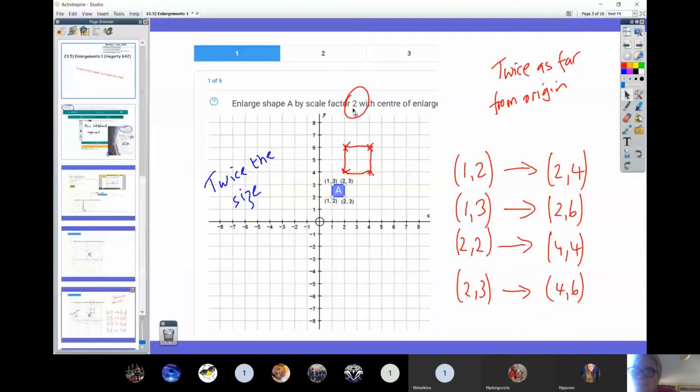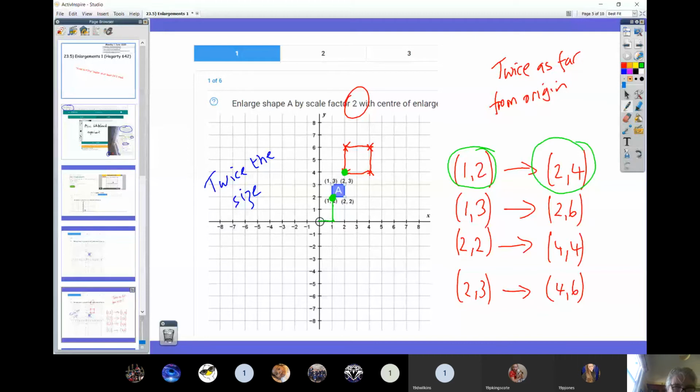So let's go and take, for example, this point here. This point, which is the coordinate 1, 2. We've got to double how far away from the origin that's going to be. Now, clearly, at the moment, it's 1 square along and 2 squares up. And we have to double that. So that specific point moves to 2, 4. So do you see that point moves to that point there?